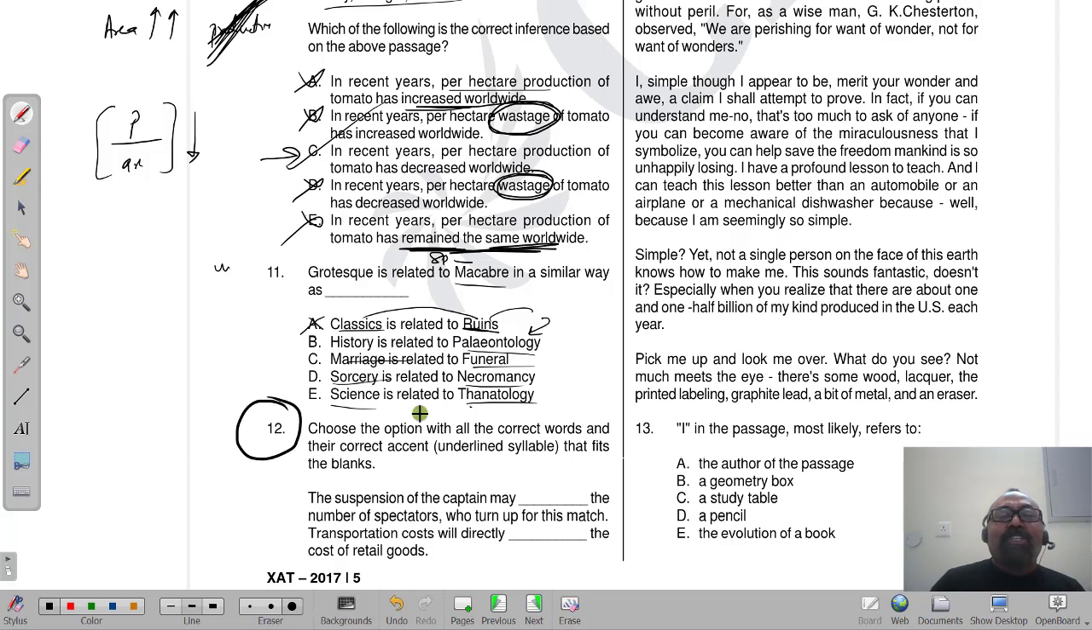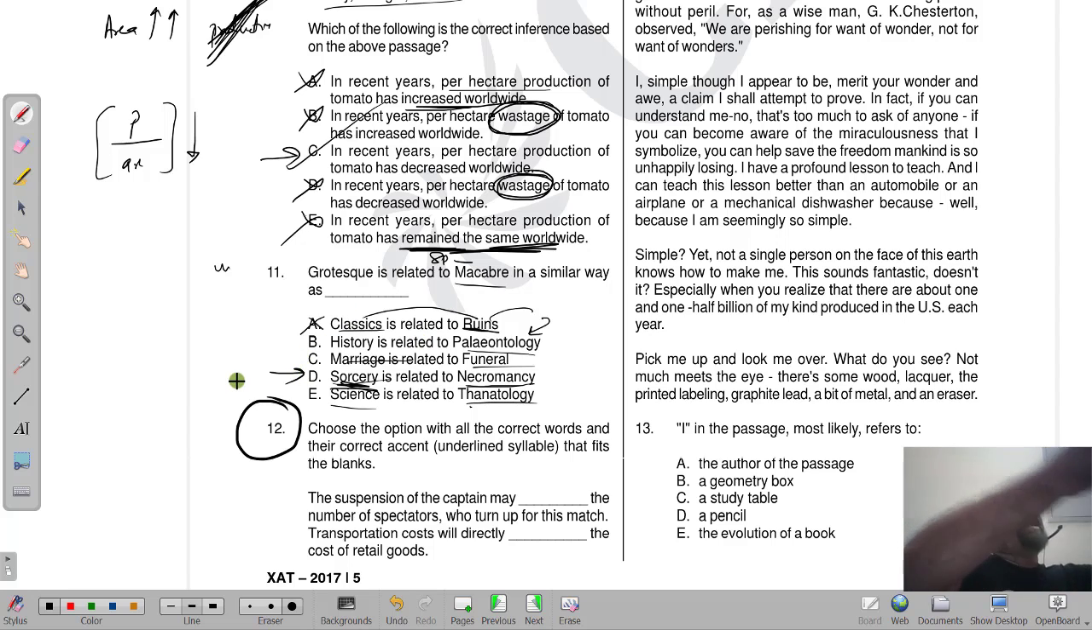Sorcery is related to necromancy. Okay, sorcery is black magic. Necromancy is black magic related to death. So necro is death. So sorcery is black magic in general, and necromancy is black magic related to death. I think this is where you speak to the dead and things like that. Both are black stuff or things like that. So this would be the better one.